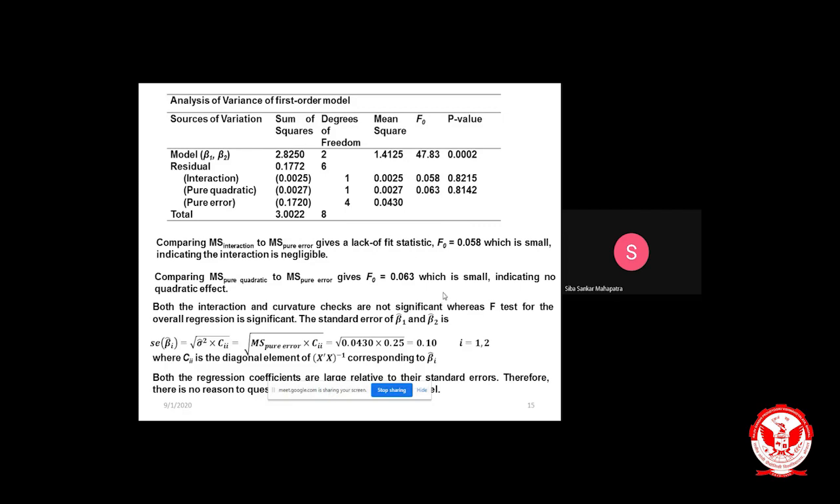Similarly, the pure quadratic we got is 0.063, which is small and indicates that the quadratic effect is also negligible. So both the interaction and the curvature checks are not significant, whereas the F test for the overall regression, or overall model, is significant. The standard error can be calculated using equations that I shall tell you later on how to calculate.